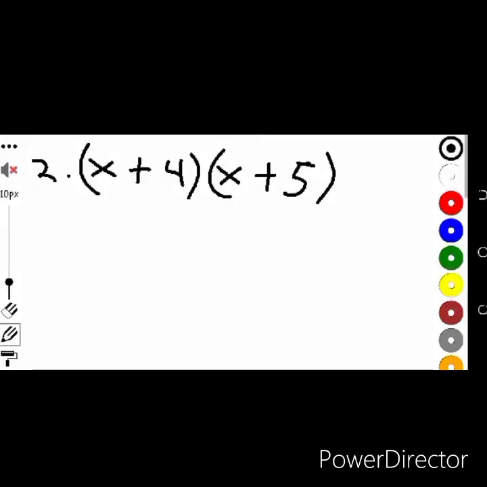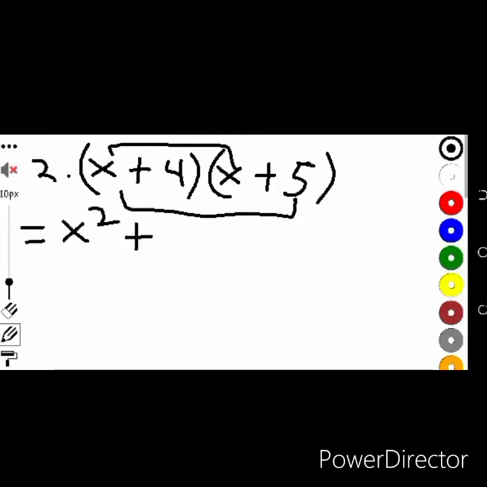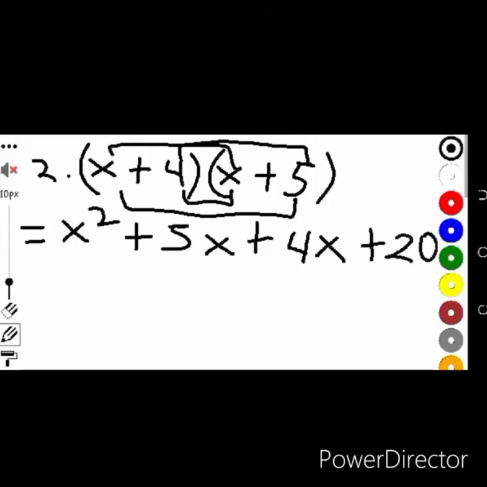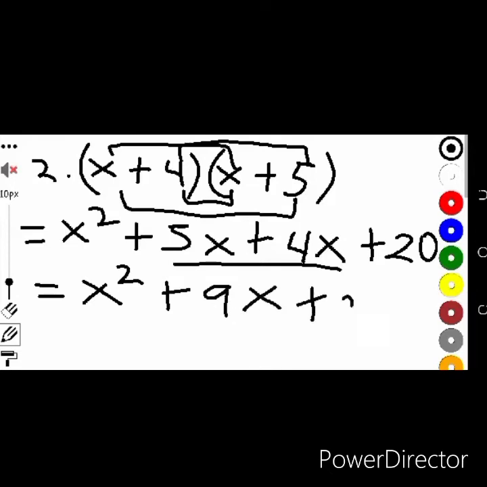Number 2. x plus 4 times x plus 5. So first, we need to multiply the first terms. x times x equals x squared. The outer term, x times 5 equals 5x. The inner term, 4 times x equals 4x. And the last term, 4 times 5, which is equal to 20. So collect like terms. 4x plus 5x equals 9x. And the final answer is x squared plus 9x plus 20.